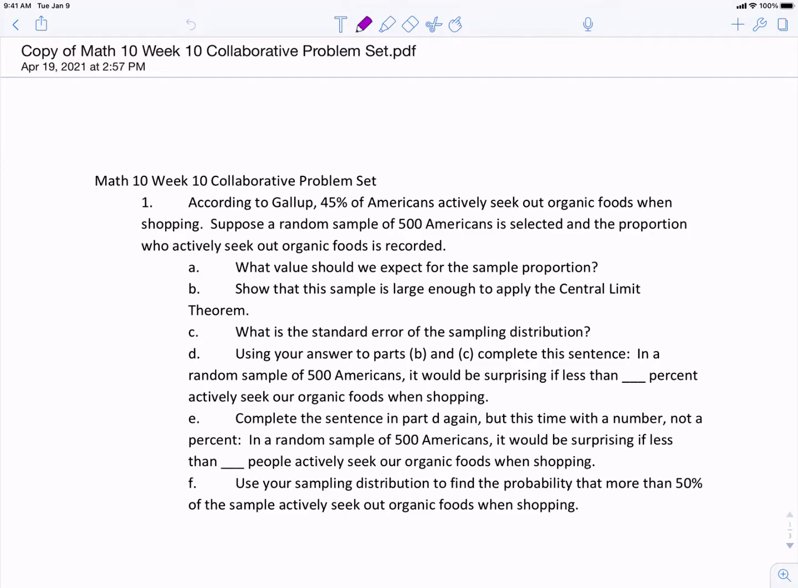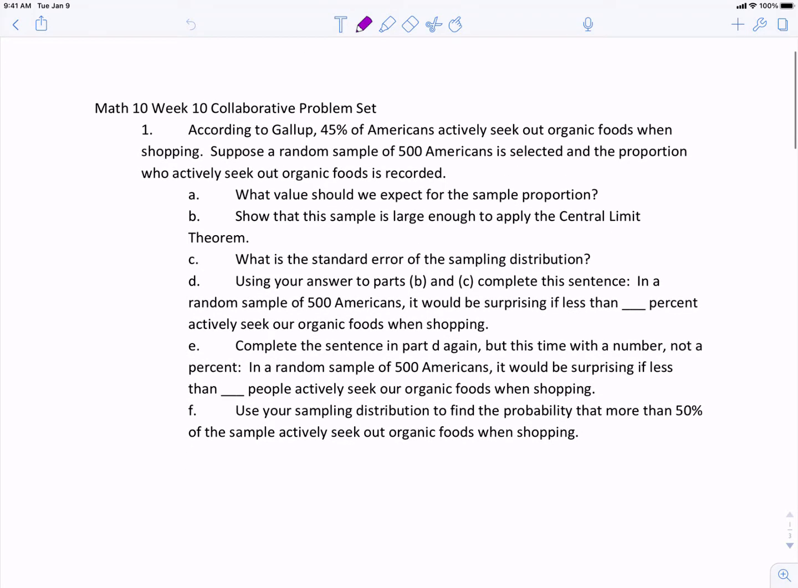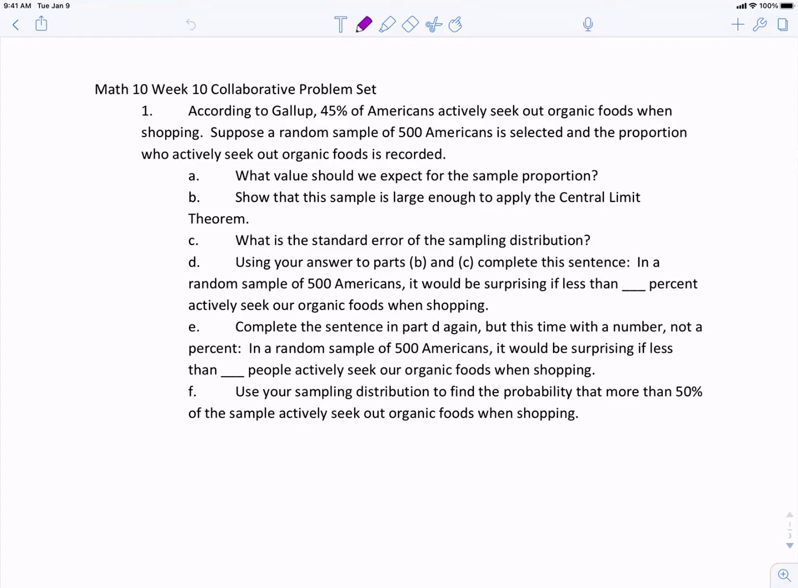Here are the solutions to this week's problem set. According to Gallup, 45% of Americans actively seek out organic foods when shopping. Suppose a random sample of 500 Americans is selected and the proportion who actively seek out organic foods is recorded. What value should we expect for the sample proportion?